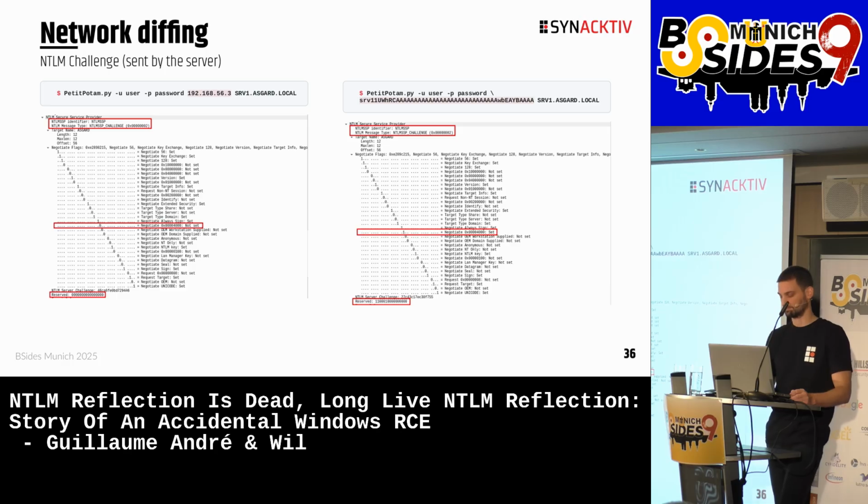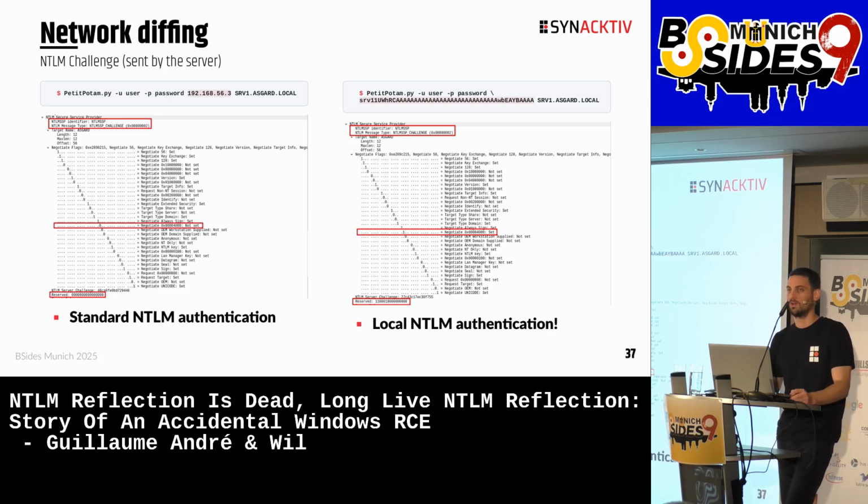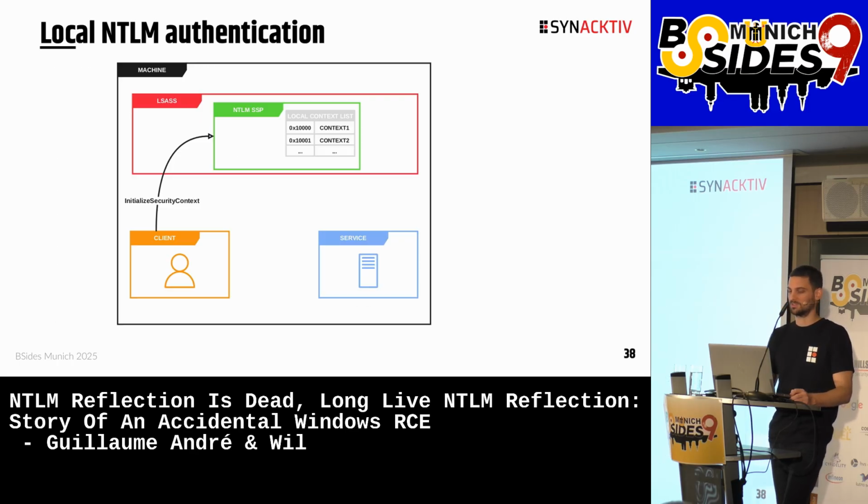It has a value. So basically, on the left, we are performing standard NTLM authentication. And on the right, we are performing a local NTLM authentication. The flag that was set on the right stands for local authentication. So we have to understand what local NTLM authentication is. Local NTLM authentication happens when everything is going on the same machine. First, the client will perform initialize security context. It will talk to LSASS and the dedicated provider, here NTLM SSP.